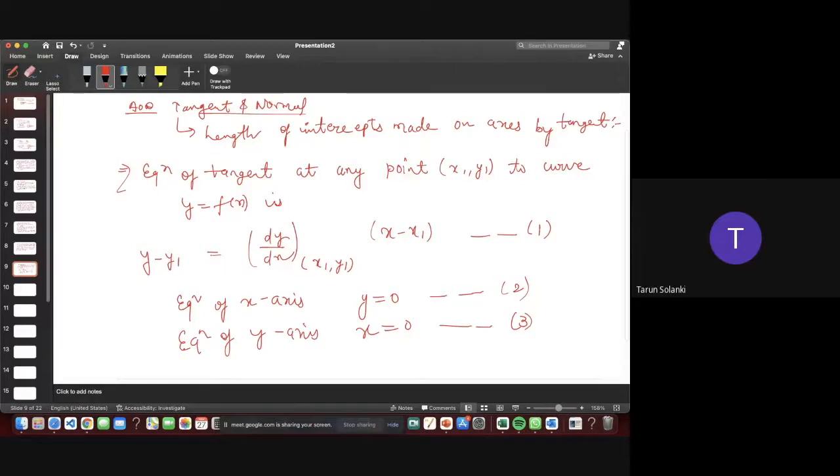First, we have taken the equation of tangent at any point x1, y1 to the curve y equals f(x), which is y minus y1 is equal to dy by dx at x1, y1, times x minus x1, which is equation 1. Equation 2, for the equation of x-axis, we will consider y is equal to 0. Similarly, for equation 3, the equation of y-axis, we will consider x is equal to 0. Right? So first, we copy these three equations, then we'll move to the next.